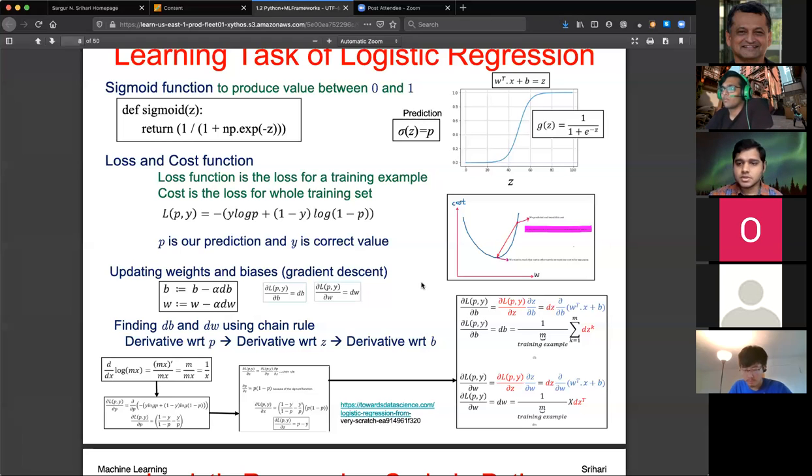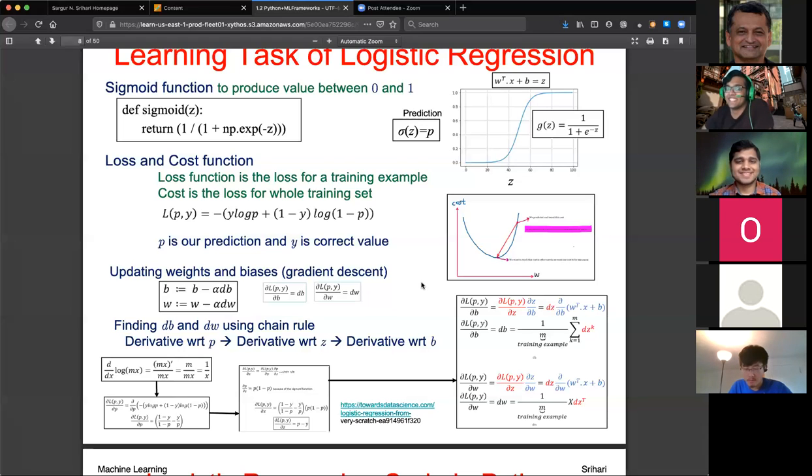There's one more question. How do you get to dP by dz, the derivative of the predicted value versus the value of z? How do you get dP by dz? It was asked by Gaurav. Gaurav, thanks for participating.